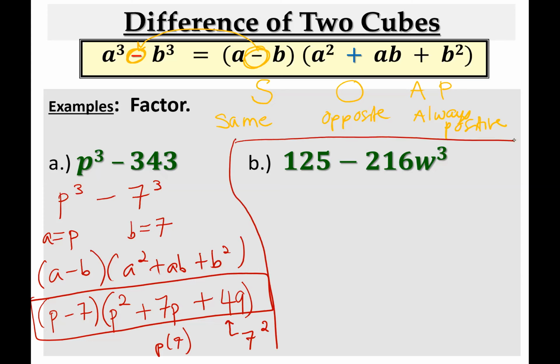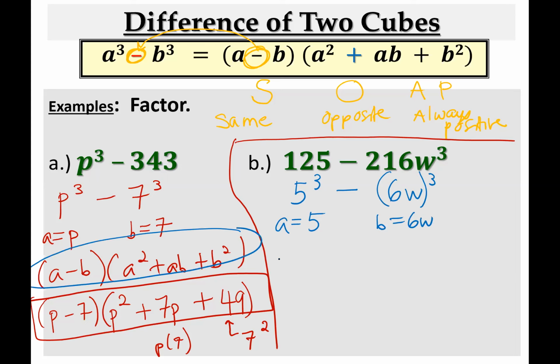The next problem is 125 minus 216w cubed. All right, 125, let's recognize that as 5 cubed minus 216w cubed. Okay, so 216, maybe refer to your list of perfect cubes, that's equal to 6 cubed. Because we have this w here, I'm going to write in parentheses 6w, close parentheses, cubed. So that means I'm going to replace a with 5 and then b with 6w. Using the same formula, my first parentheses, instead of a minus b, let's write 5 minus 6w.